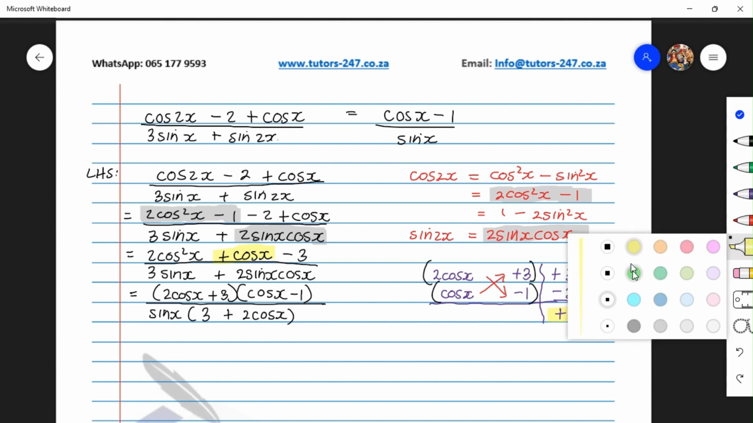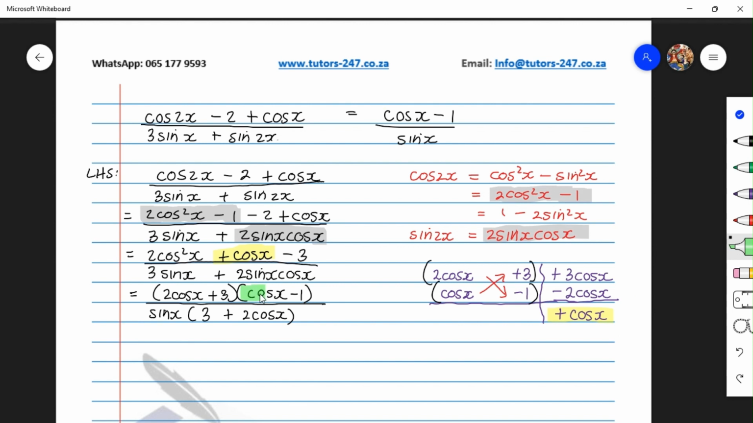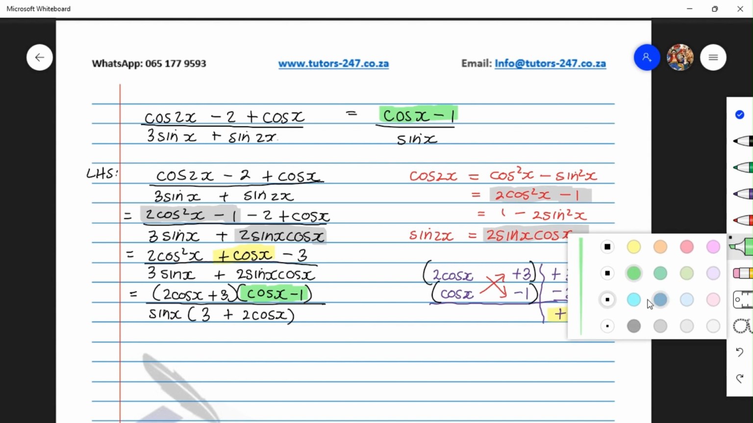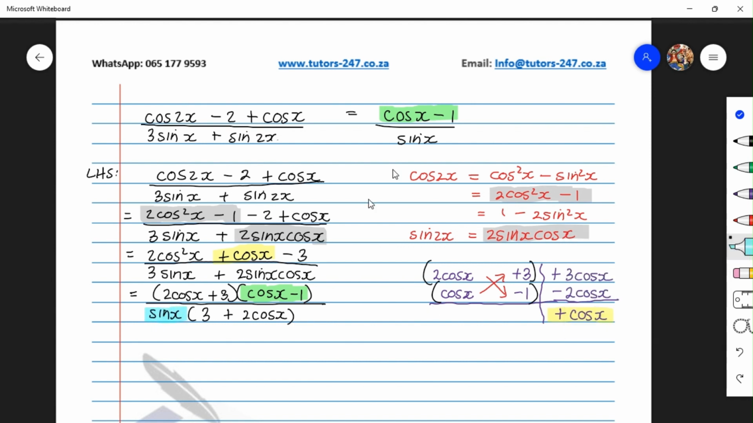So as you can see, we almost have our right-hand side. We have this cos x minus 1 and cos x minus 1. And we have sine x and sine x. So we're almost there. Now, let's have a look at what we have. We have 2 cos x plus 3 and 3 plus 2 cos x. That is basically the same thing. It's like saying 1 plus 2 and 2 plus 1. It's the same thing. So this is going to cancel this, and we're going to end up with cos x minus 1 all over sine x.